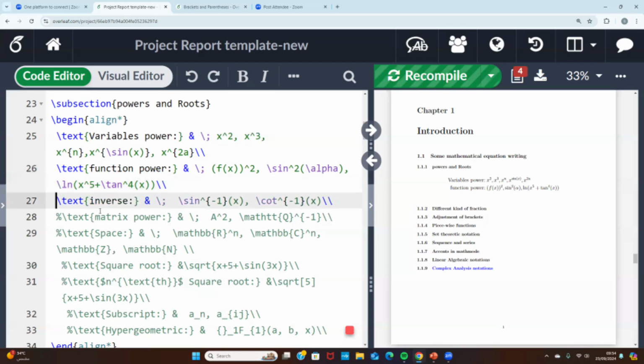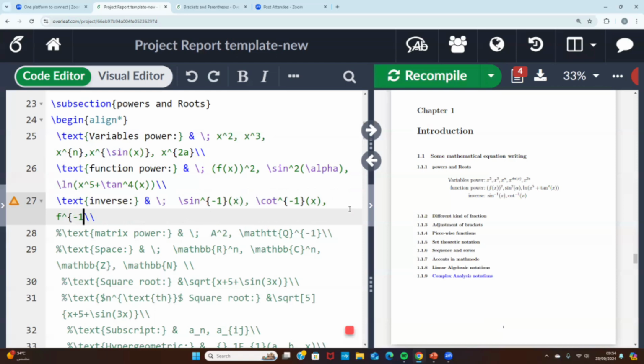And this power technique is also used to write the inverse of functions, like sine inverse, cotangent inverse, or in general, if you write the notation as f inverse. So we can write like this.